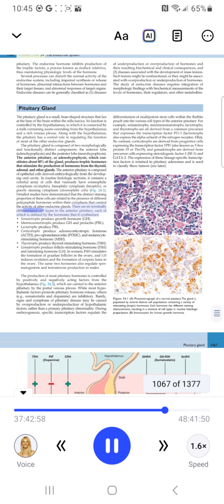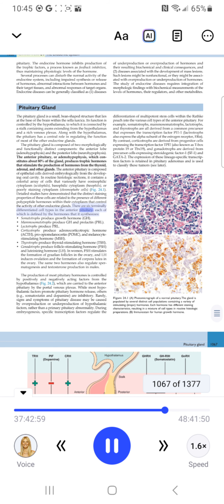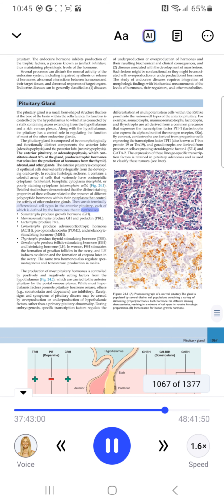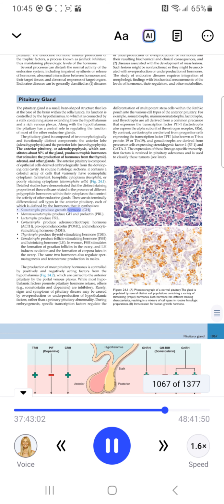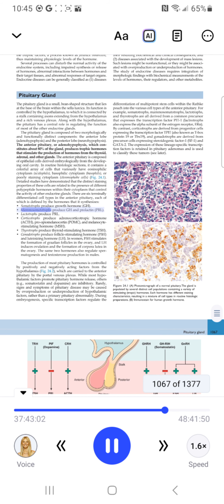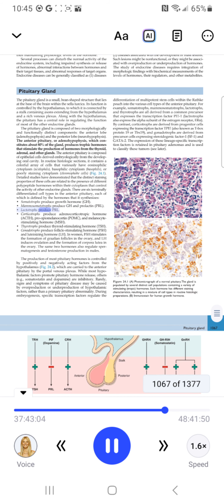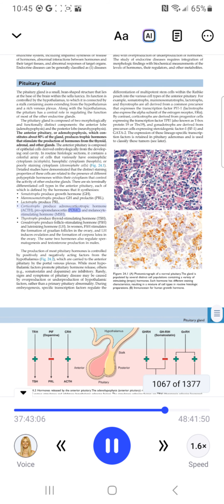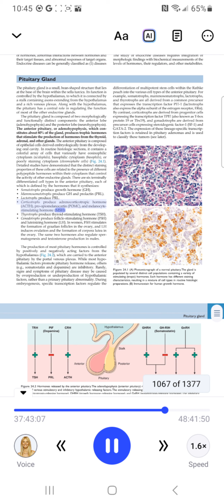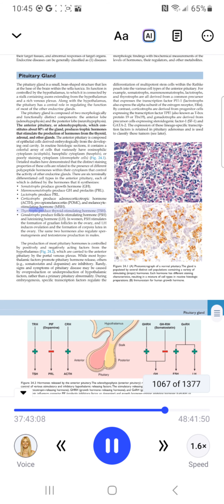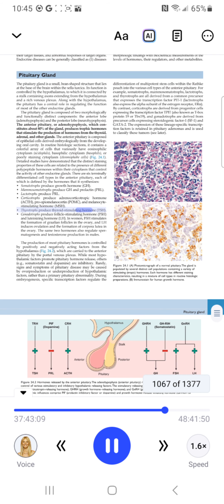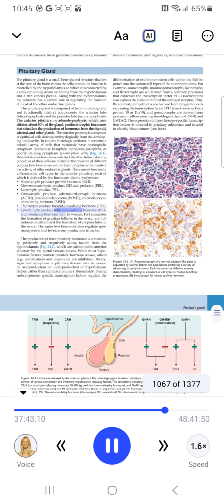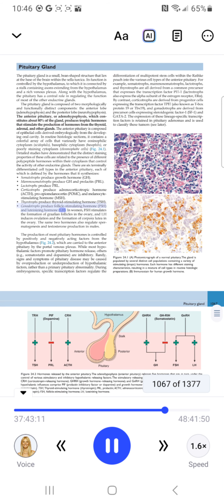There are 6 terminally differentiated cell types in the anterior pituitary, each of which is defined by the hormones that it synthesizes. Somatotrophs produce growth hormone, GH. Mammosomatotrophs produce GH and prolactin, PRL. Lactotrophs produce PRL. Corticotrophs produce adrenocorticotropic hormone, ACTH, pro-opiomelanocortin, POMC, and melanocyte-stimulating hormone, MSH. Thyrotrophs produce thyroid-stimulating hormone, TSH. Gonadotrophs produce follicle-stimulating hormone, FSH, and luteinizing hormone, LH.